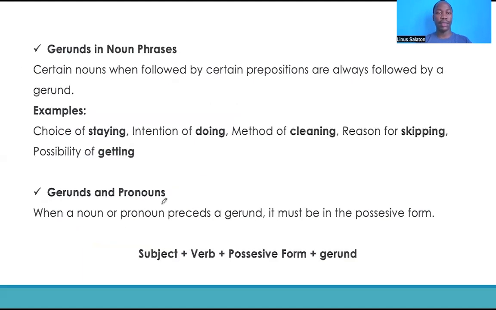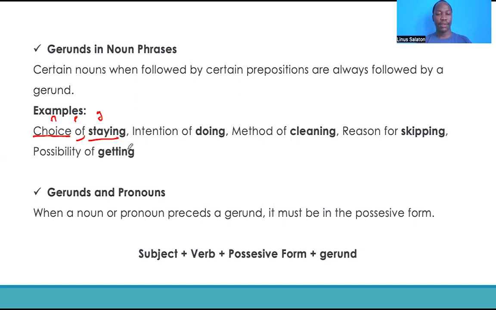You could also have gerunds in noun phrases. Certain nouns, when followed by certain prepositions, will always be followed by a gerund. For example, "choice of staying." You have the noun, then the preposition, then the gerund form of "stay." Or you could have "intention of doing," "method of cleaning," "reason for skipping," "possibility of getting." There are quite a number out there. Just note the structure of how these noun phrases are usually constructed: a noun, a preposition, followed by a verb in gerund form.